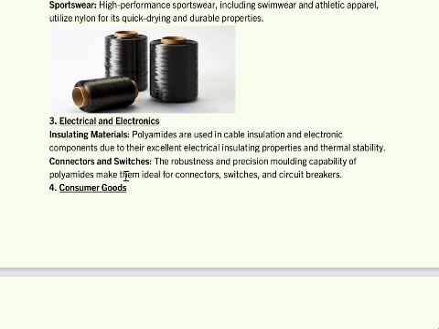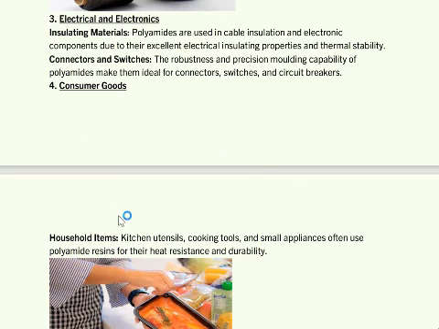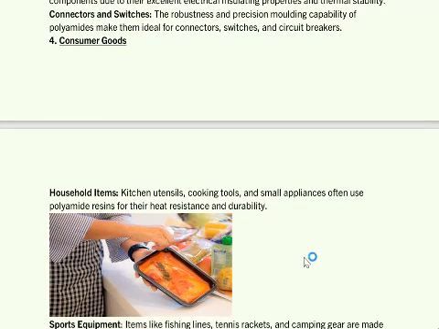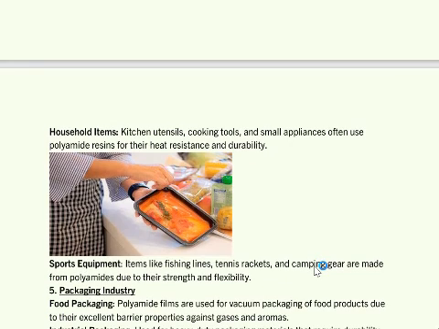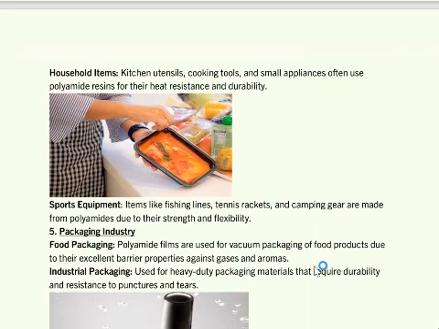Connectors and switches. The robustness and precise molding capability of polyamide make them ideal for connectors, switches, and circuit breakers. Robustness refers to the ability of a material or system to withstand variations, disturbances, or adverse conditions. It is also used in consumer goods. Household kitchen utensils, cooking tools, and small appliances often use polyamide resins for their heat resistance and durability. Durability is the ability of the material to withstand wear, damage, or deterioration over time.